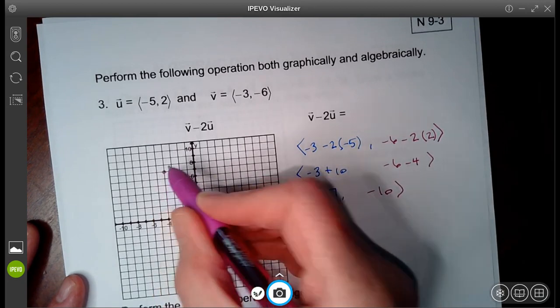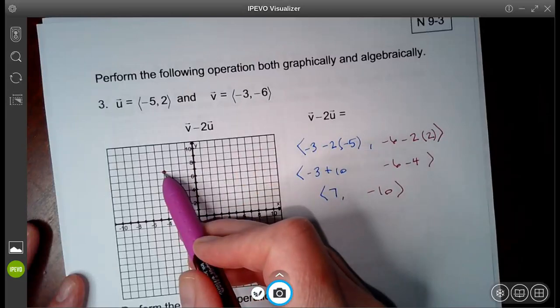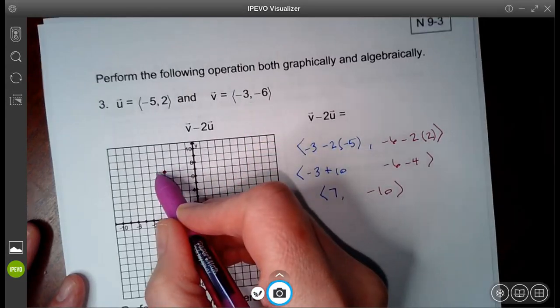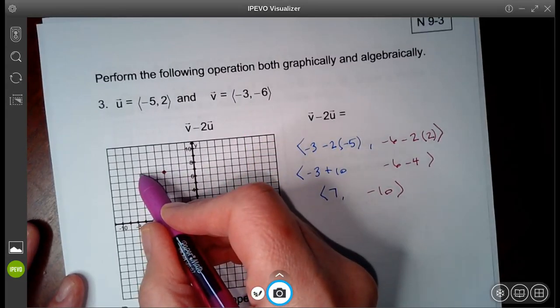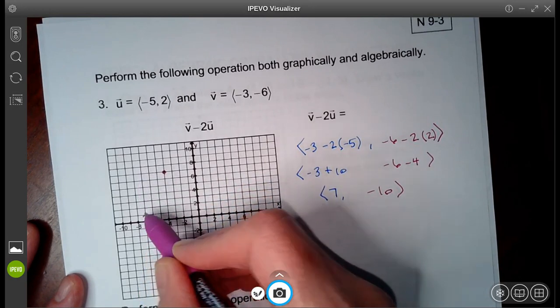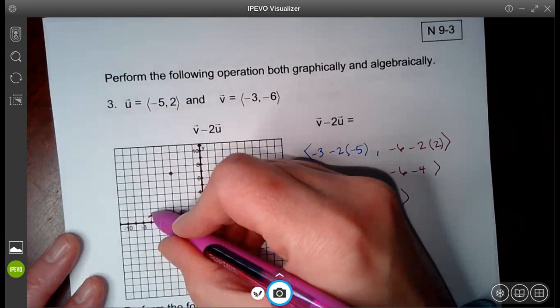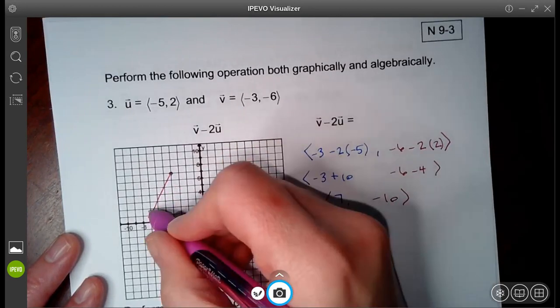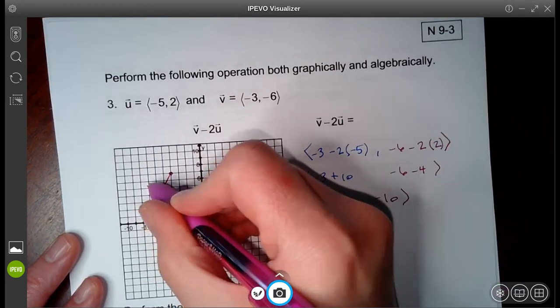Now I'm going to start over here. Okay, so here's where I'm going to start. This is my tail, right? So I'm going to do 3 to the right, 1, 2, 3, and down 6. 1, 2, 3, 4, 5, 6. Okay, so there's V. So there's my vector V.